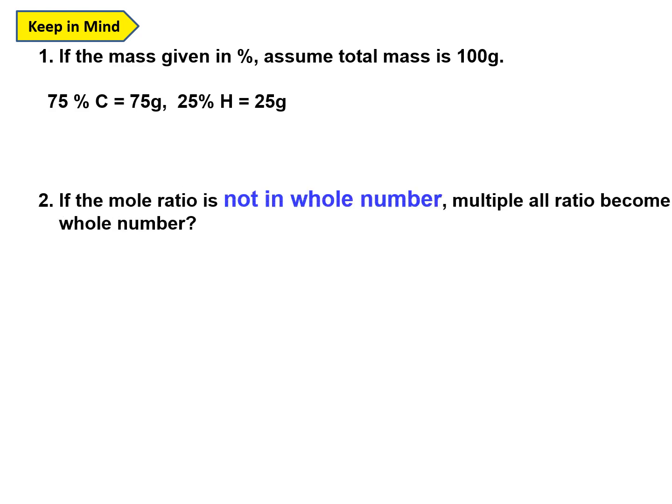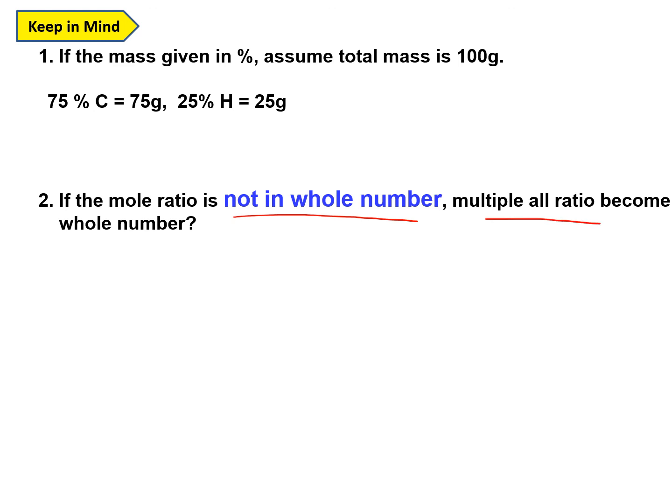After we review the two methods for the empirical formula and molecular formula, now keep in mind a few points. If the mass is given in percent, we assume the total mass is 100 gram. So let's say 75% carbon equals 75 gram, and 25% hydrogen is 25 gram. The second point is if the mole ratio is not a whole number, we must multiply all the ratios to become whole numbers.